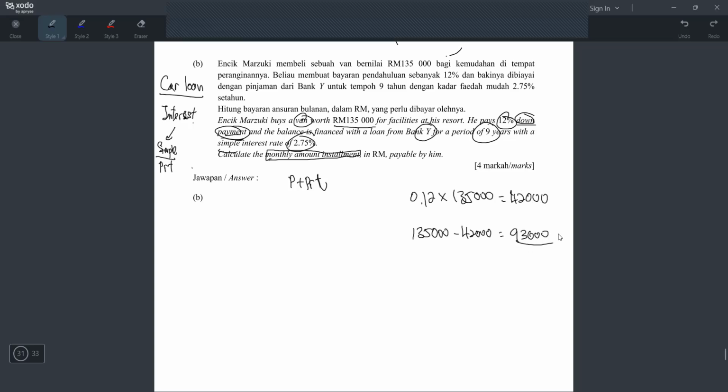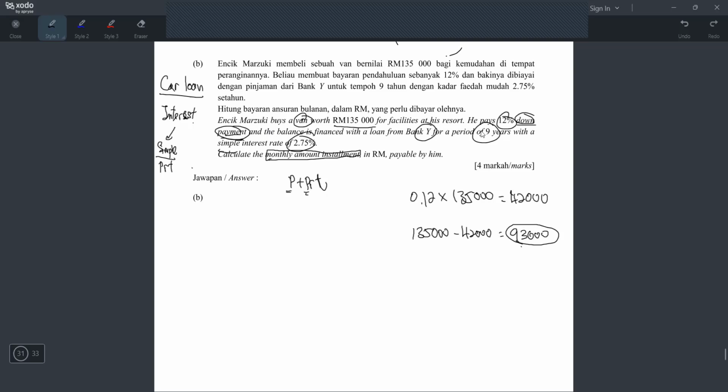And what is 93,000? 93,000 is the amount you have to borrow from the bank. It means you go to the bank and you say, "Hello bank, can you lend me this amount?" That's the concept. And this one we sometimes call the principal. It's also the P. The P here means the principal, ataupun the amount you borrow from the bank, which is 93,000. And then the balance is what?